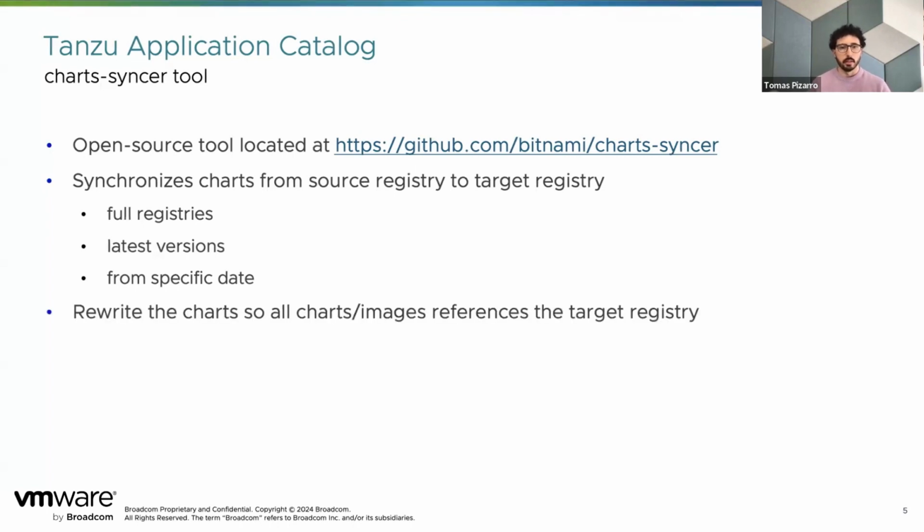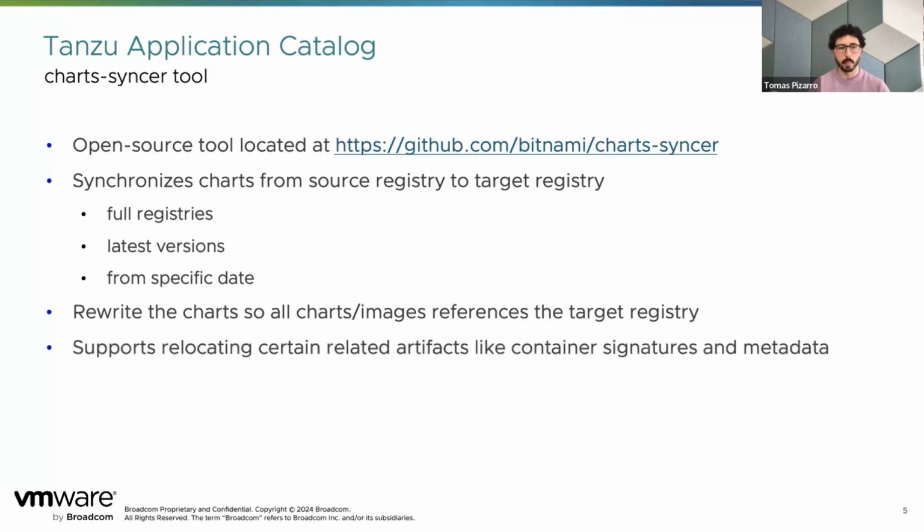What ChartSyncer does is rewrite the Helm charts' values.yaml files and other files that are pointing to the registry, and basically it ensures that they contain the final registry, the target registry, which is the registry where you will be consuming these Helm charts. And also, a nice feature is that it not only relocates container images and Helm charts, but also related artifacts produced by Tanzu Application Catalog, like the container signatures and the metadata.